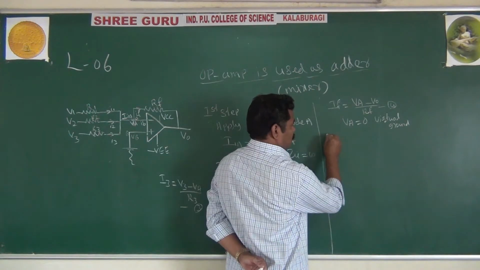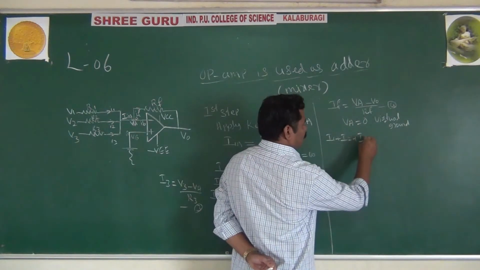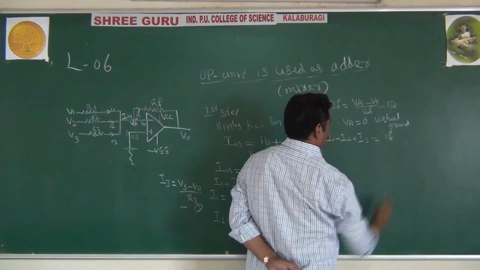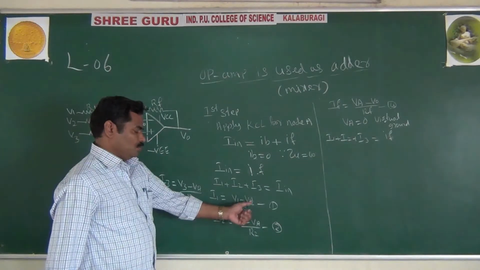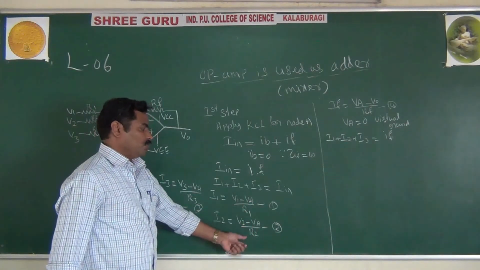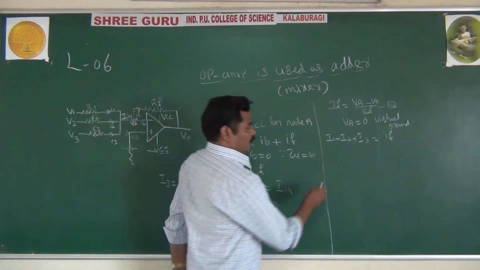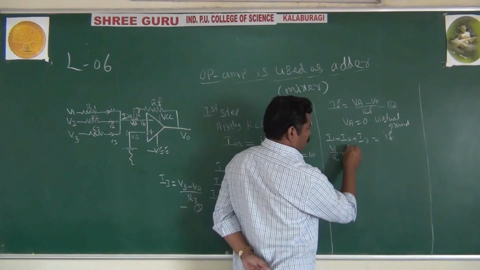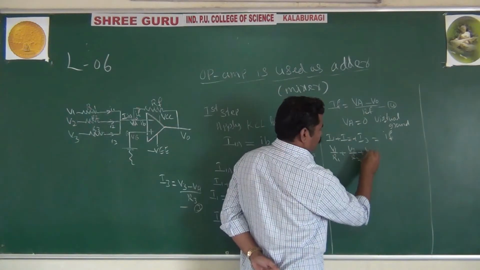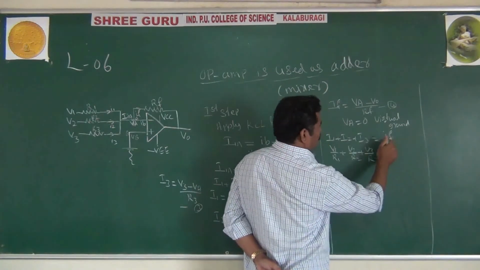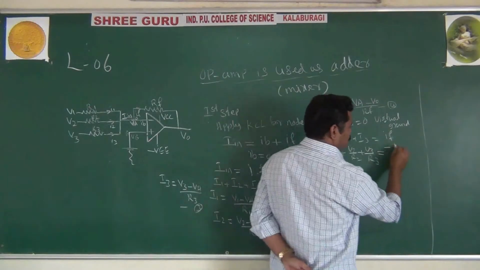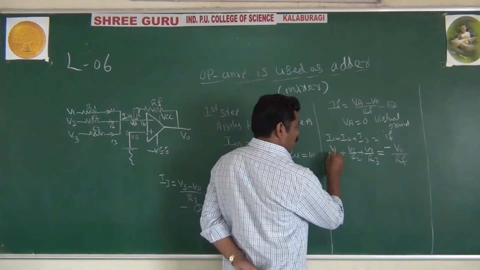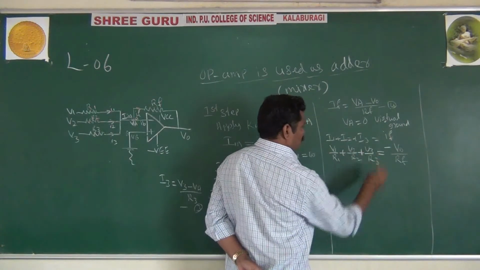Then write once again I1 plus I2 plus I3 equal to IF. Because VA is 0, that becomes V1 by R1 plus V2 by R2 plus V3 by R3, which is equal to IF, that is VA, which is 0, minus V0 by RF. Very simple. You only applied the values to Ohm's law.